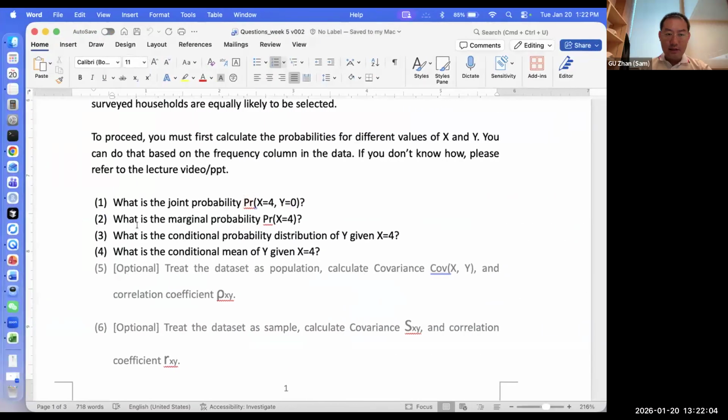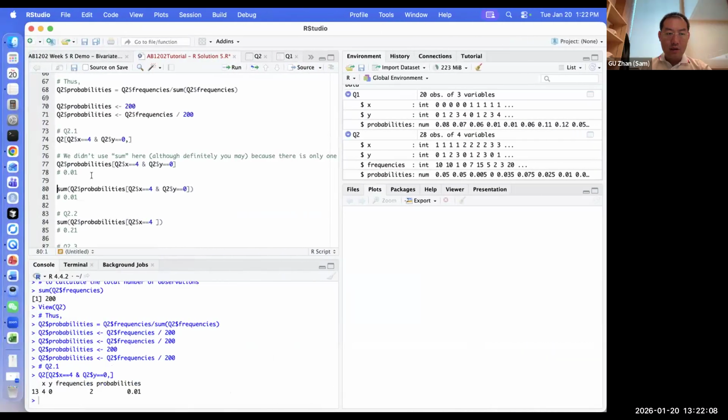Next is, what is the marginal probability x equal to 4? Okay, so copy x equal to 4, 2.2.